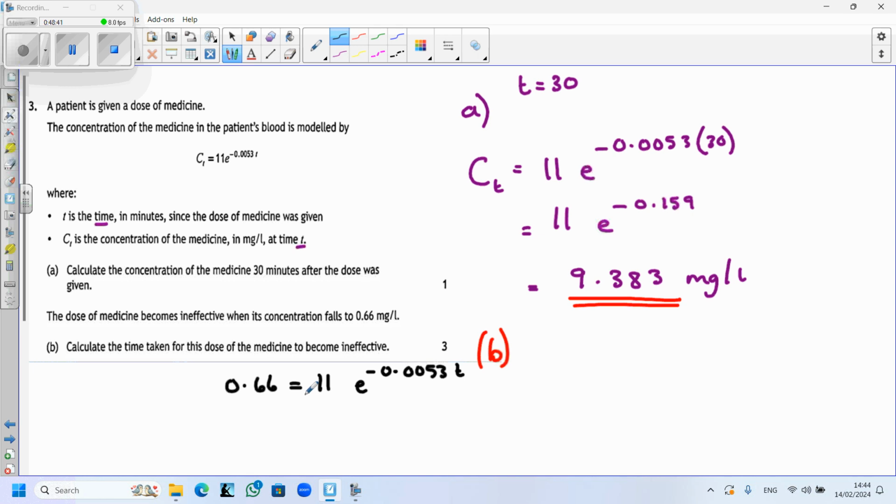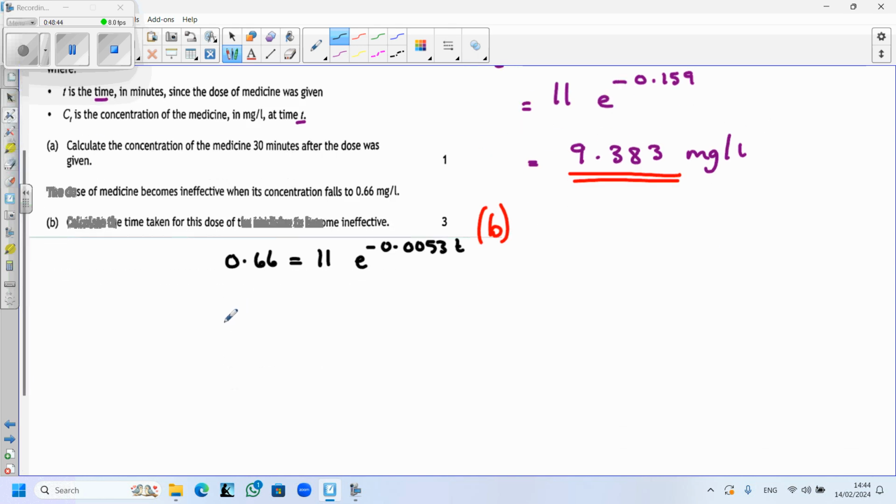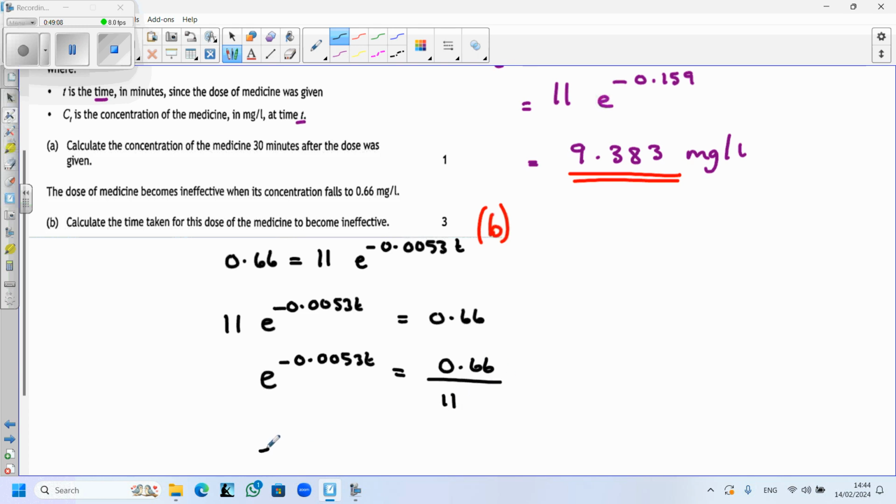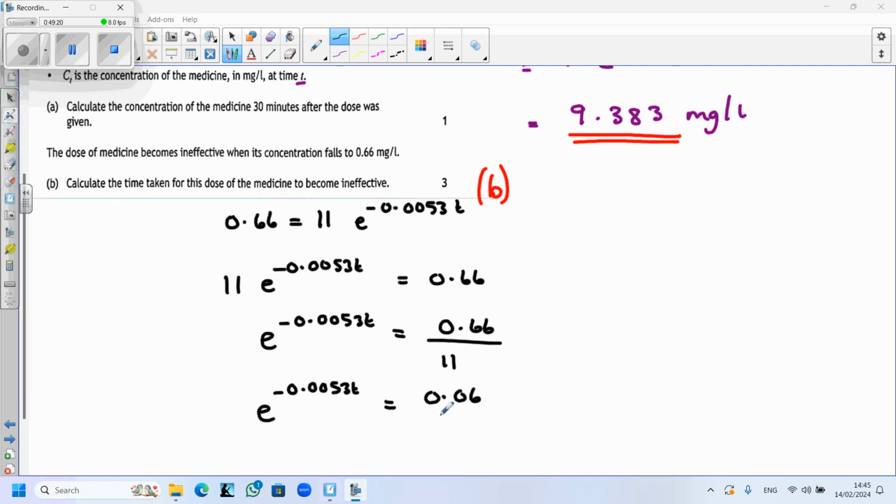So what we're going to do is we'll write it round the other way and we'll tidy it up a wee bit. So 11e to the minus 0.0053t is equal to 0.66. I'm going to divide by 11. So e to the minus 0.0053t is equal to 0.66 divided by 11. That gives me e to the minus 0.0053t is going to be equal to 0.06. Now we're stuck, that's an exponential.